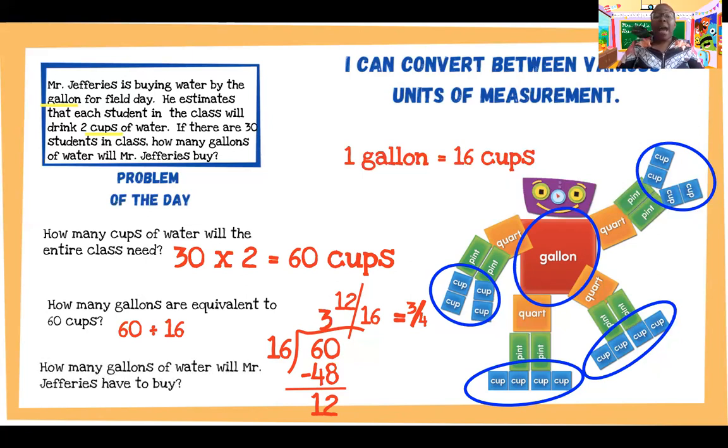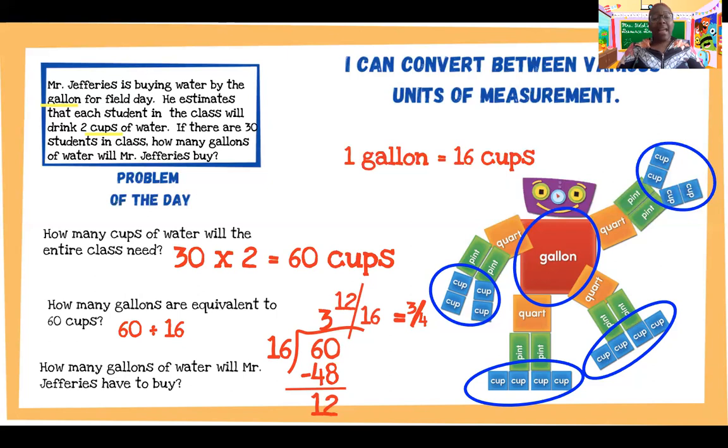So are there any other questions we need to ask ourselves in order to solve our problem? How about how many gallons of water will Mr. Jeffries have to buy? Well, we know that 3 and 3/4 gallons of water will make sure that we have enough water for everyone. But can Mr. Jeffries go to the store and say he wants 3 and 3/4 gallons of water?